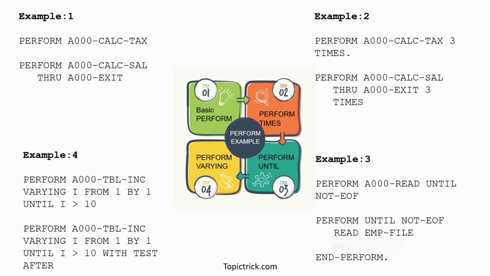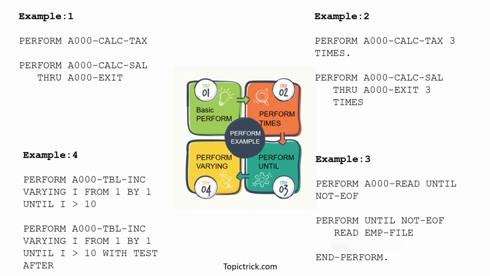Now let's look at the first example of the basic perform statement. Here you have a perform keyword followed by a paragraph name or a section name which has all your logic that needs to be executed. Similarly, you can use the perform through option in order to execute a sequence of paragraphs. Now let's move on to example number 2, which is perform with times option. You have a perform keyword followed by a paragraph name and the number of times you want to execute that particular piece of logic. I have specified 3 times, so that paragraph would be executed 3 times.